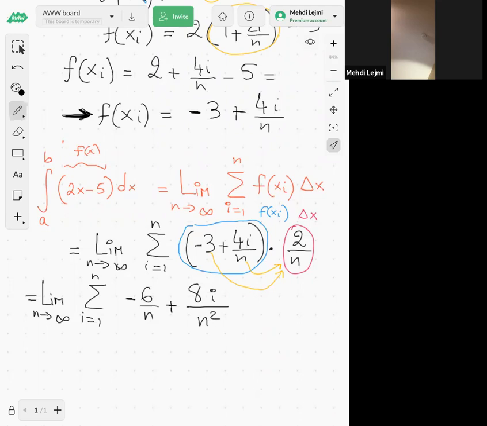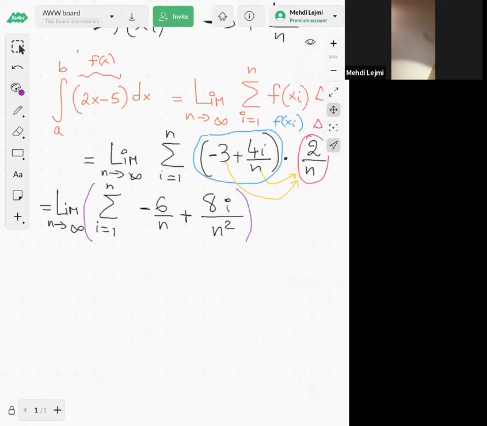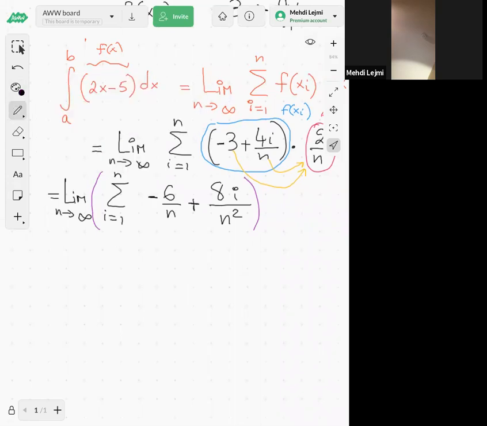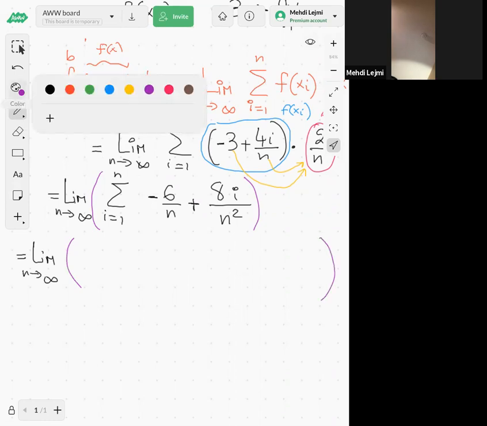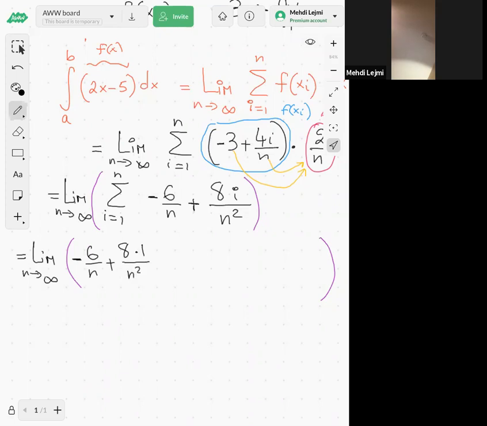Now, the question is, what will be this sum here? I have a sum, i going from 1 to n. So let's see what this sum looks like. We have, of course, this limit n going to infinity. Now, how this summation works: i is an index going from 1 to n, so first you replace i with 1. If i is equal to 1, we're going to have minus 6 over n plus 8 times 1 over n squared, right? Plus.